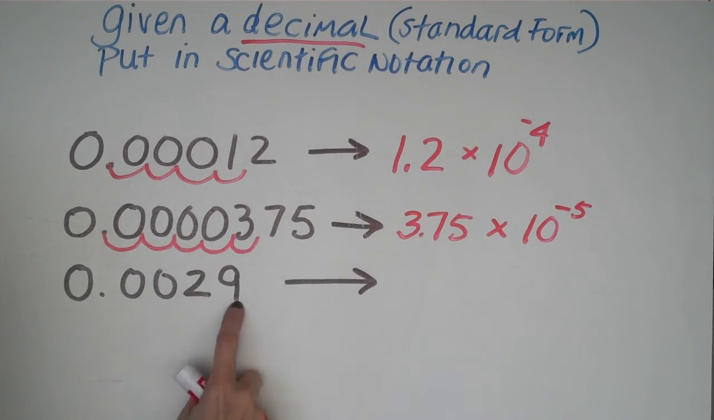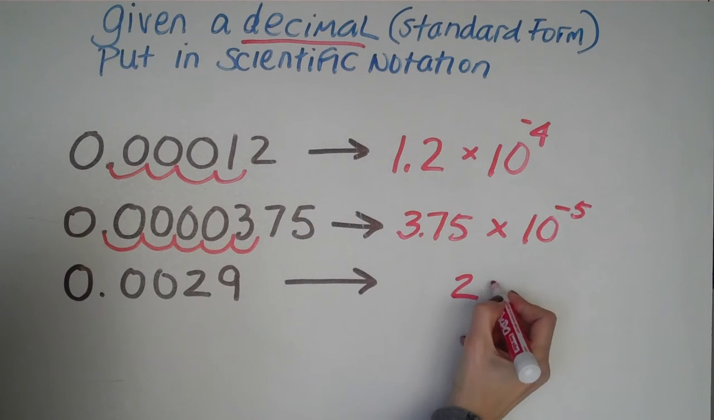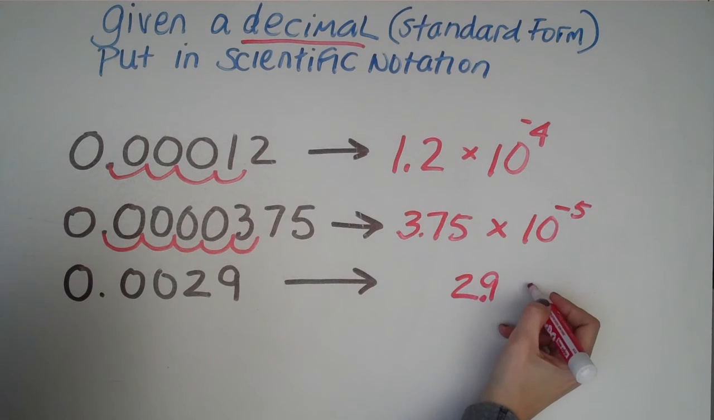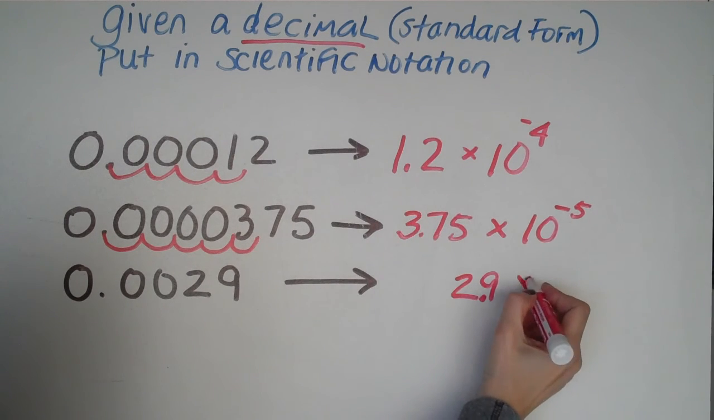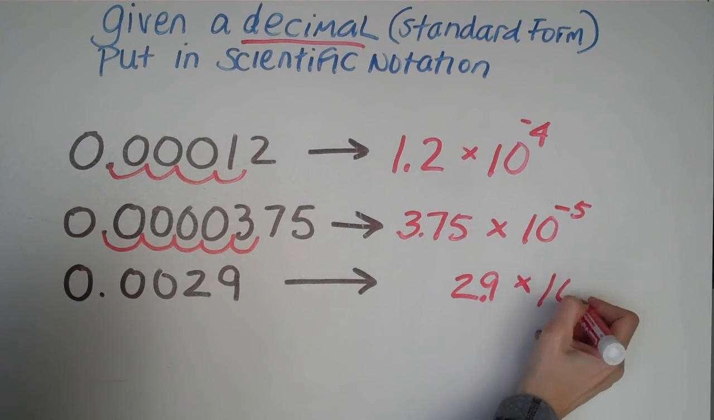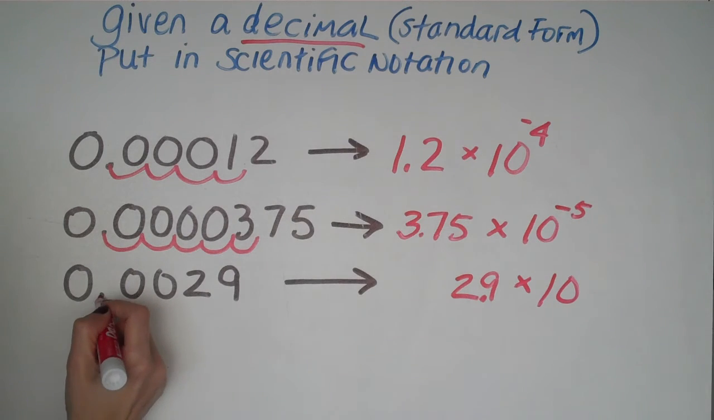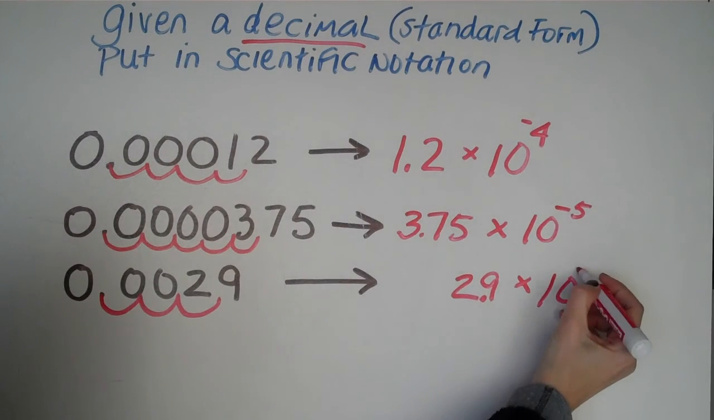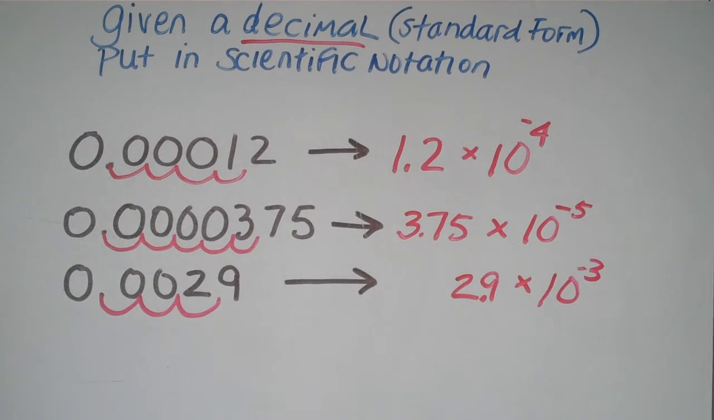Again, I know I'm going to write these two numbers down. I know the decimal is going to go there. And it's going to become 2.9 times 10. And then I'm going to figure out where that is. Let's see. 1, 2, 3. Okay? So it becomes 10 to the negative 3rd power.